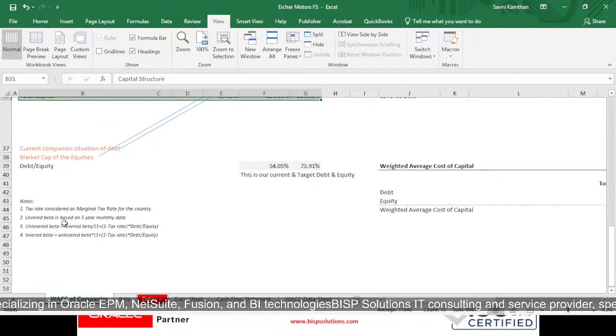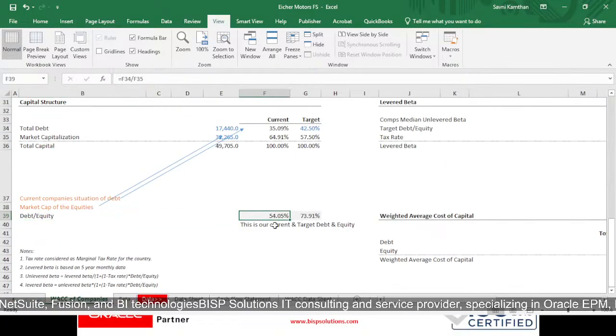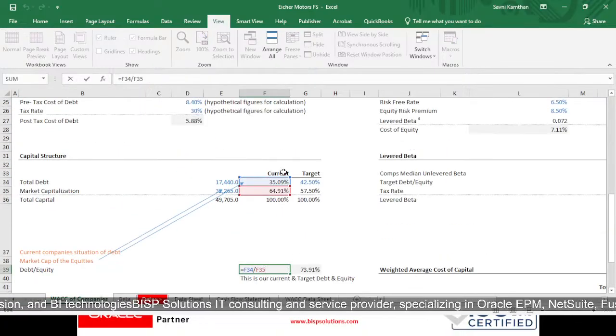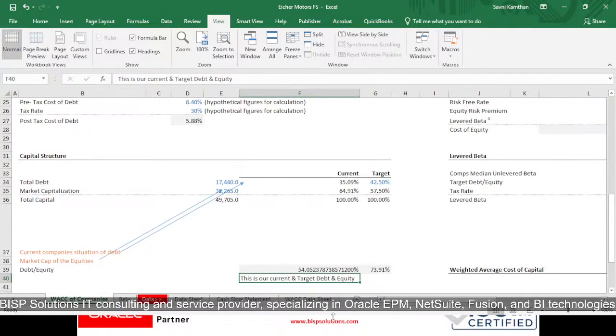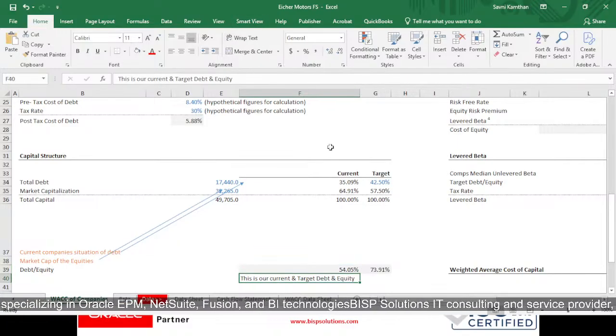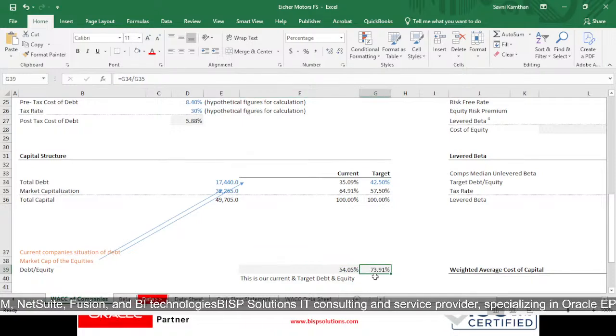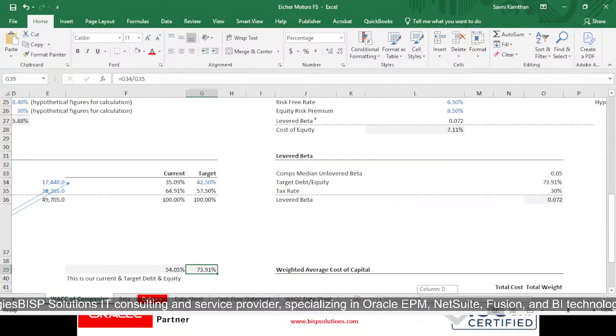Then I will be calculating my debt upon equity. So for that, I will be calculating it through my current, total debt upon market capitalization, and when I enter it, it will be giving me this big figure. So I will decrease the amount and, right. So we will be getting debt upon equity as 54.05%, and again the same formula will be applied to my target capital structure. So I will be getting target debt upon equity as 73.91%, right?